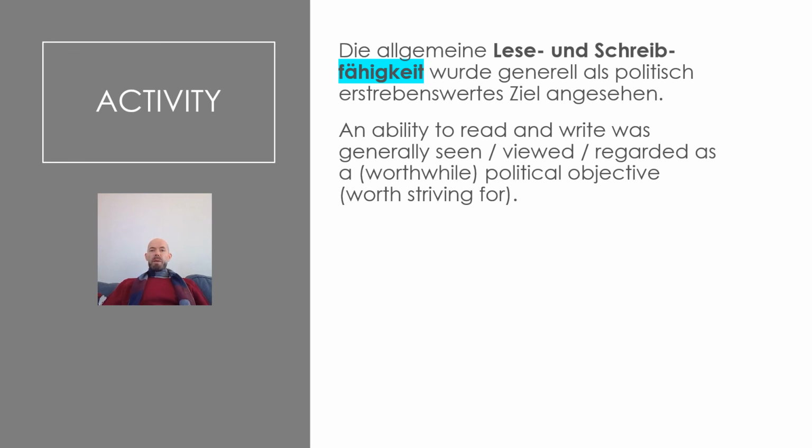Die allgemeine Lese- und Schreibfähigkeit wurde generell als politisch erstrebenswertes Ziel angesehen. This is, of course, or these are two nouns, two compound nouns ending in Fähigkeit. And we said that these nouns are usually translated using an infinitive in English. We'd render it as an ability to read and write was generally seen, viewed, or regarded as a worthwhile political objective or an objective worth striving for. We'll talk about adjectival compounds like erstrebenswert in the next video.